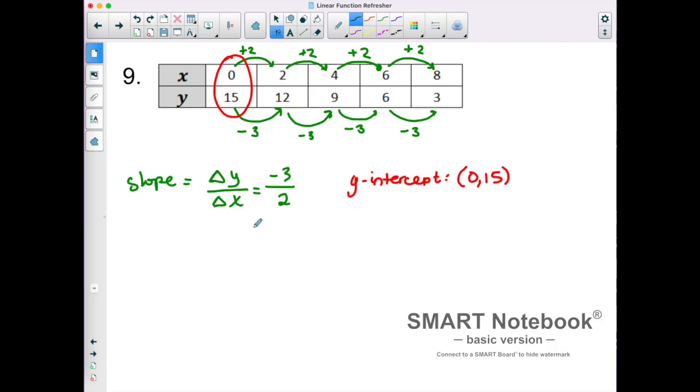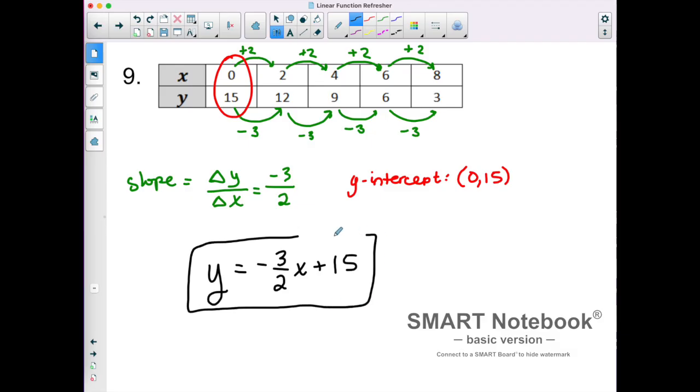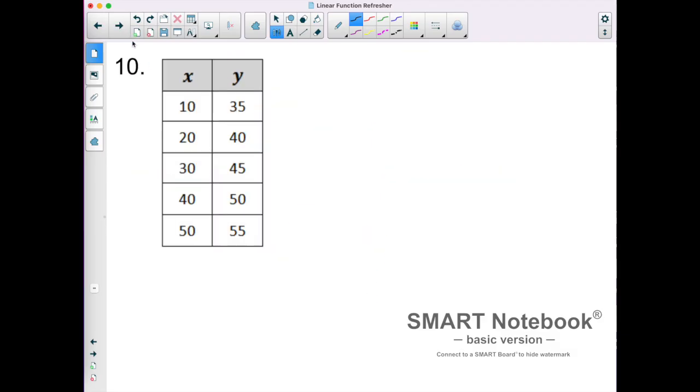And then we can put those things together to write the equation. So this equation would be y equals negative 3 over 2 x plus 15. All right, we have one more table here. It is also a linear function.